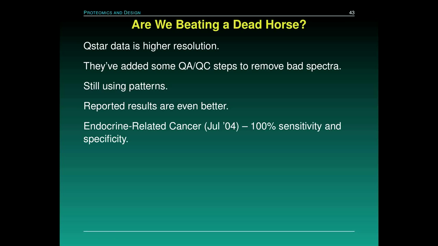Here's the second one. Are we beating a dead horse? They've moved on to better data. So they've got Q-star data now. Q-star sounds really cool. And they've added some quality control steps to remove bad spectra. So they're just going to be looking at good ones now. They're still using patterns to separate good ones. And the reported results are even better.